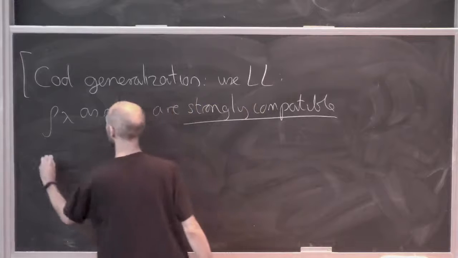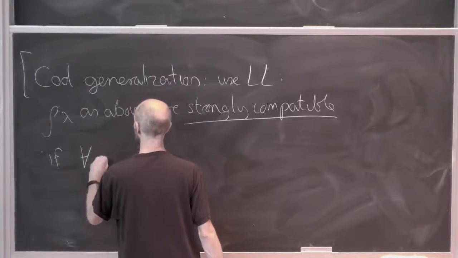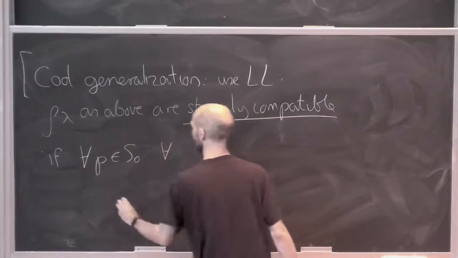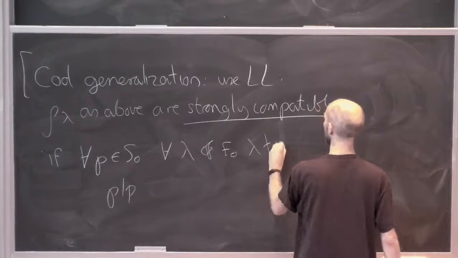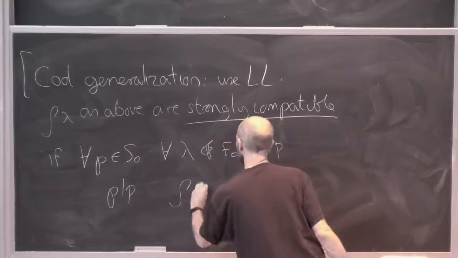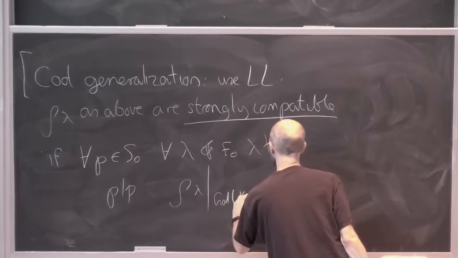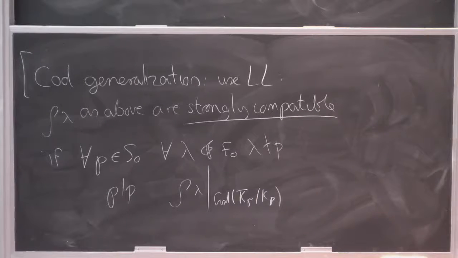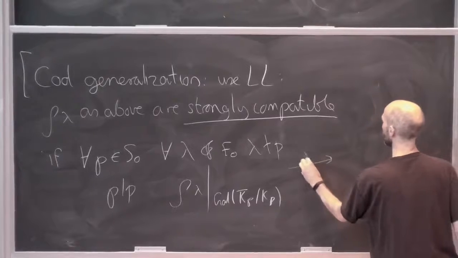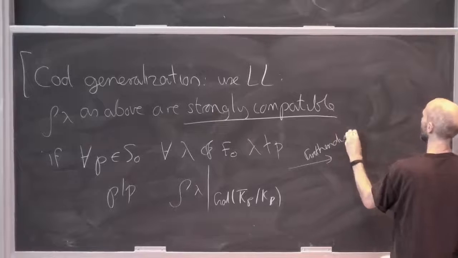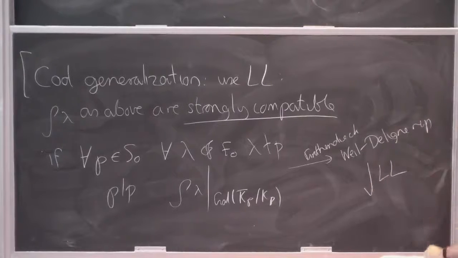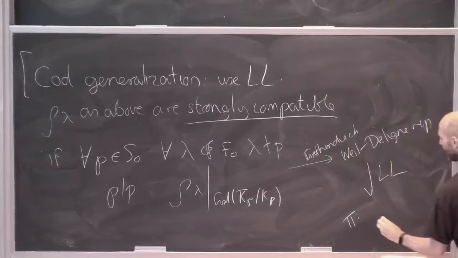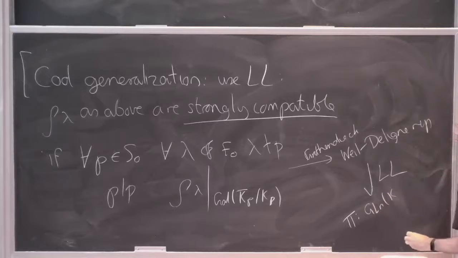You could say rho lambda above are strongly compatible if, what would you do, for all p, even in S0, right? And for all, so let's say P divides p, for all lambda of E0 with lambda not dividing p, we could look at rho lambda and restrict it to Gal Kp bar over Kp, and now we've got an L-adic representation of a p-adic Galois group, right? So now by Grothendieck we get a Weil-Deligne representation, right? And then by local Langlands we get some pi, some representation of GLn or whatever of Kp on some huge infinite dimensional vector space.